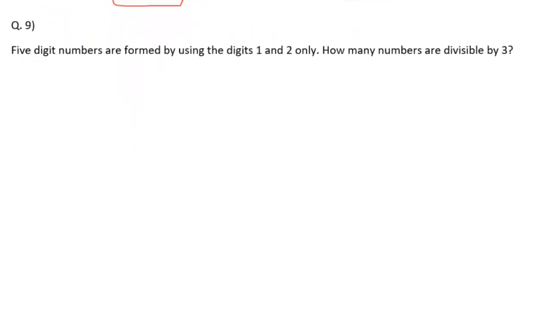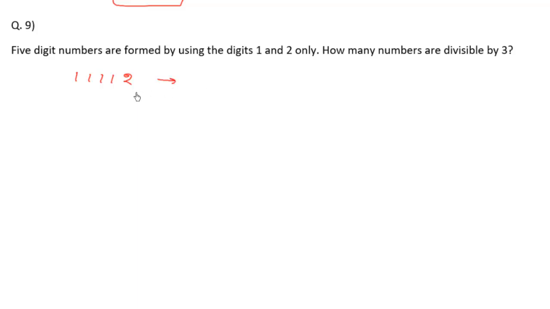Let's take the 9th question. Here it says that 5-digit numbers are randomly formed by using the digits 1 and 2 only. How many numbers are divisible by 3? So since we have to make only a 5-digit number, we can start with all digits being 1. Clearly this is not divisible by 3, the reason being the sum is not a multiple of 3. But if we change one of the 1s and replace it with 2, then definitely we can see that the sum is 6 and it is divisible by 3.